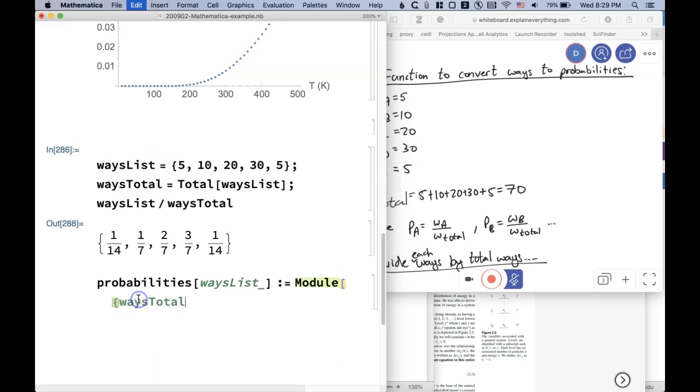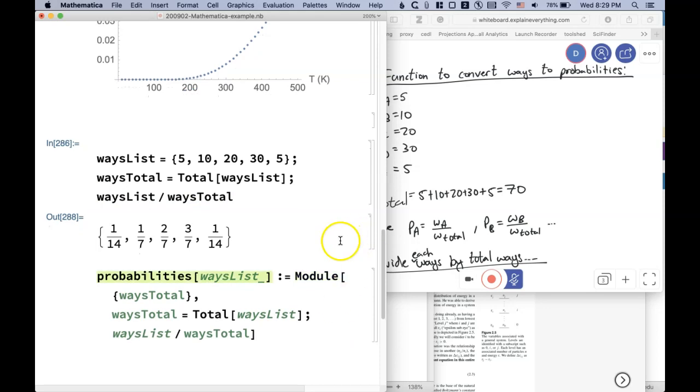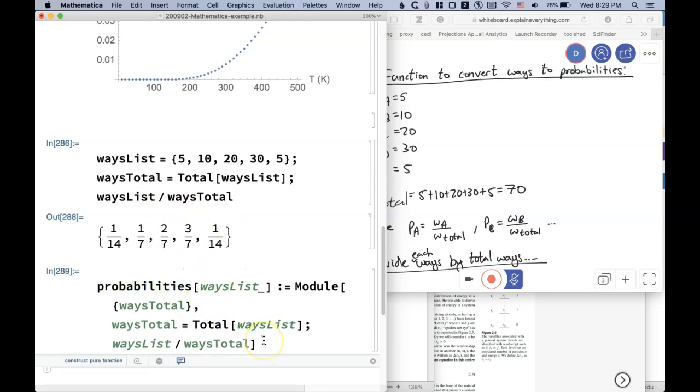Ways total was like that intermediate calculation that I did. And then on the bottom here in Module, I do ways total. So that's my intermediate calculation. I end that with a semicolon. And then the last thing in this Module is the output of the function. So now this is set up so that anytime I change the ways list, I can calculate a new probability.